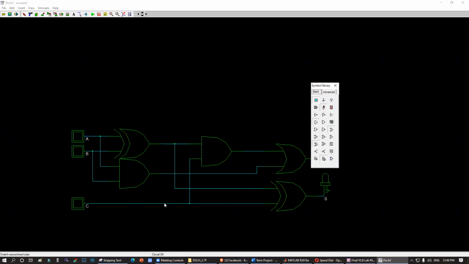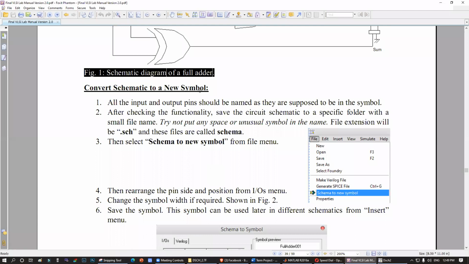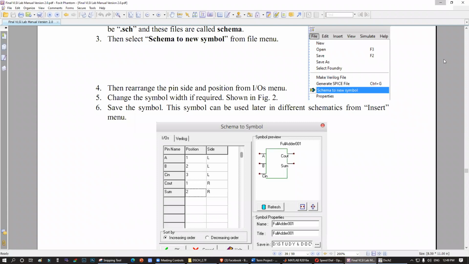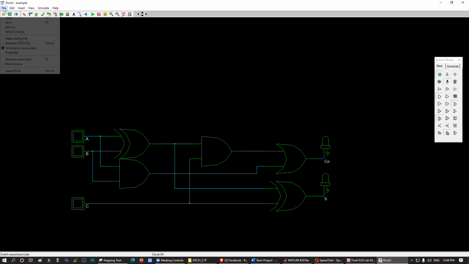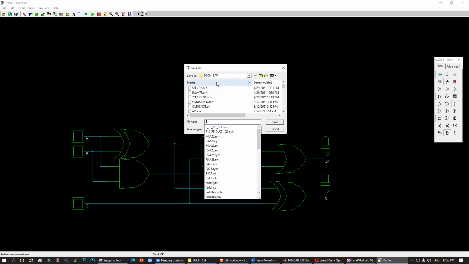So I'm not going to bore you today. This will be the end of our lab number 7. Oh, by the way, schematic. How can you make a symbol? You have to make it a symbol so that you can use this symbol in your next labs. How can you do that? You have to save the schematic by using this save as. You have to do it in the same folder. Remember. So I'm writing full adder, FAD27.